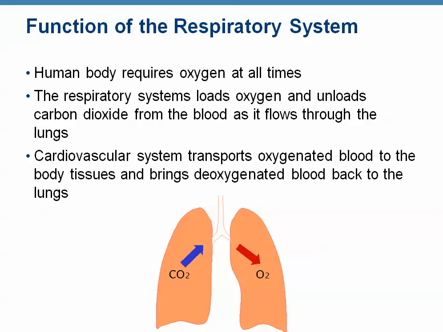It is the function of the cardiovascular system to transport the oxygenated blood, that is, blood that is high in oxygen, low in carbon dioxide, to the body tissues, and also for the cardiovascular system to bring deoxygenated blood back to the lungs. Deoxygenated blood is blood that is high in carbon dioxide and relatively low in oxygen.